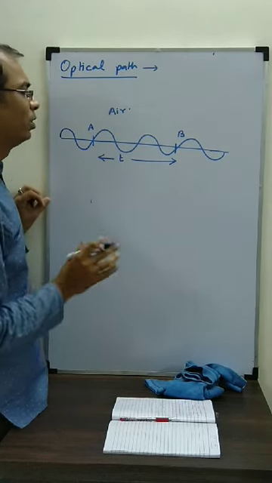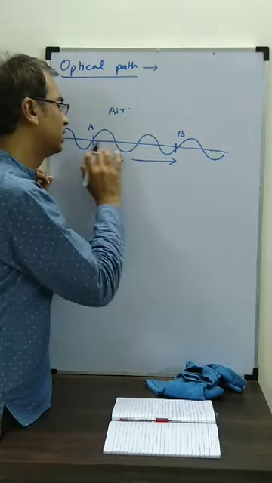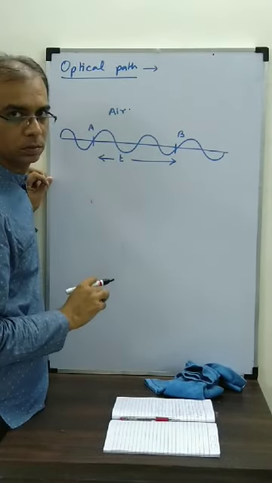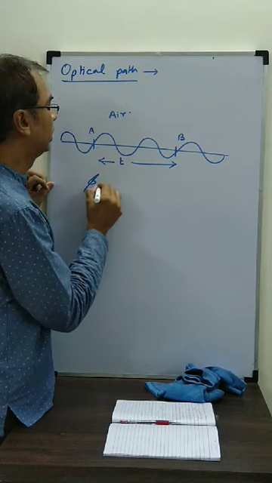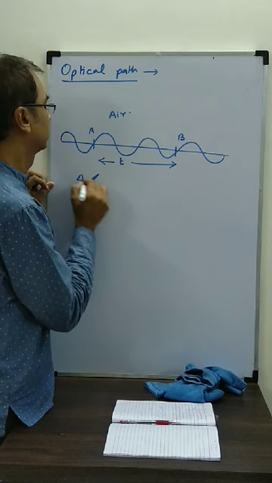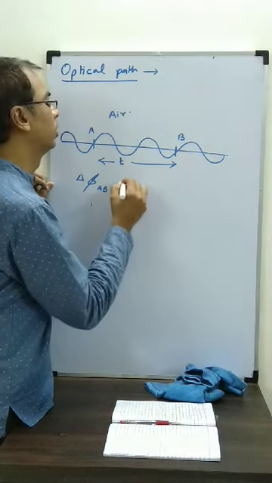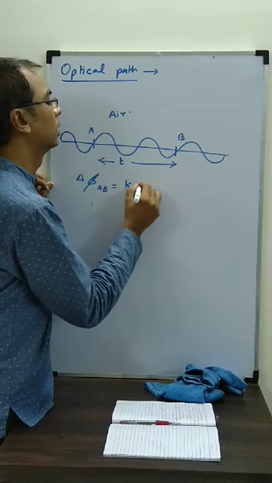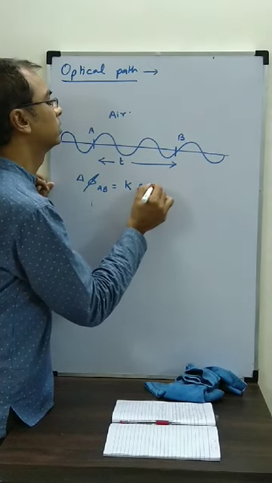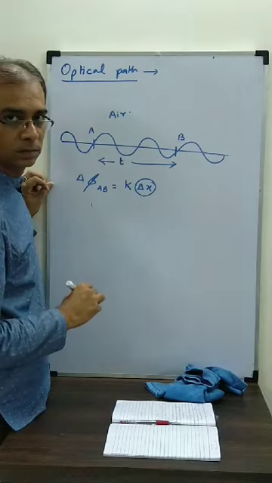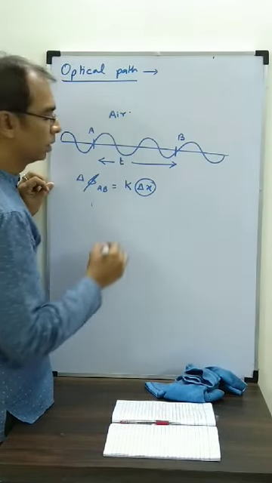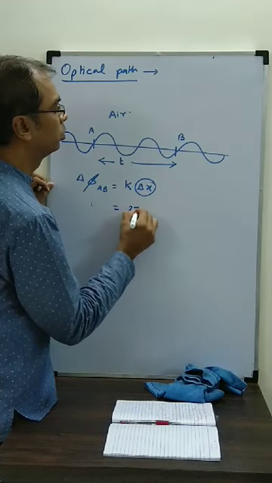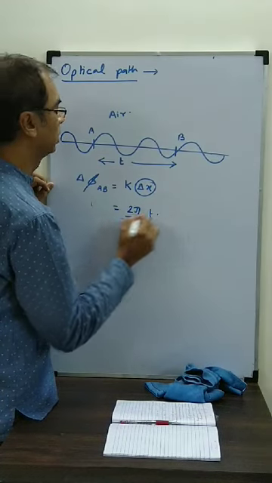Now I want to find the phase difference between the two. What is the phase difference between 2 points, delta phi AB? What is the formula? The formula says k delta x. What is delta x actually? The path difference. What is the difference between the two? It's t only. So delta phi AB will be 2 pi by lambda into t.